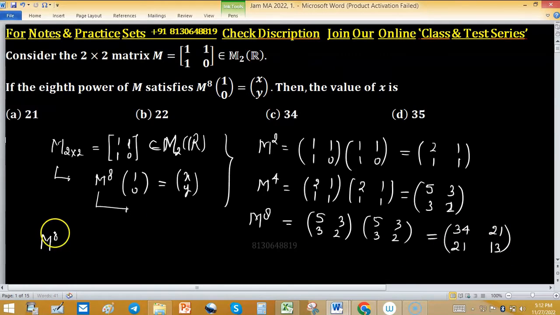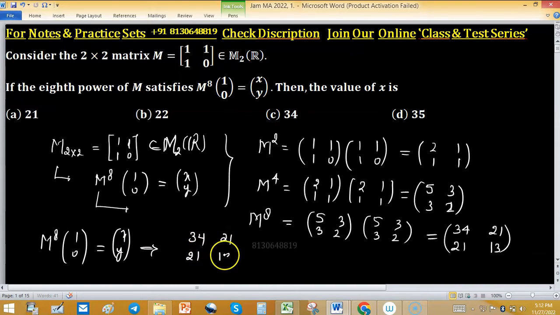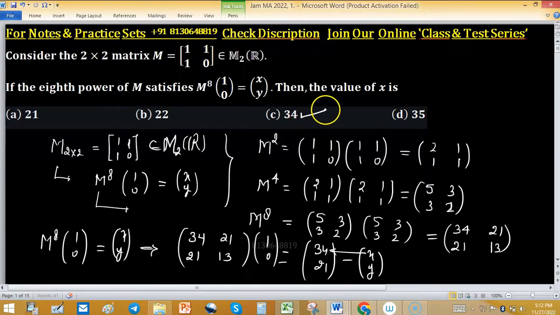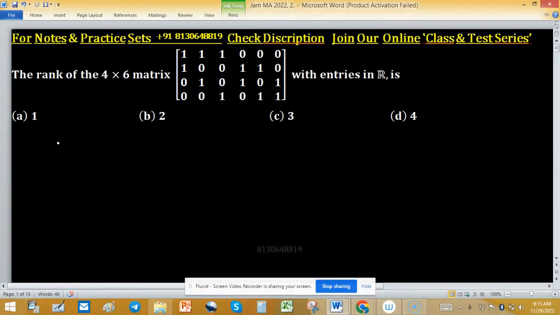As it is given, M raised to the power 8 times (1, 0) gives you (x, y). This implies that 34 21 21 13 multiplied by the column vector (1, 0) gives you 34, and this is 21, and this is the same as (x, y), so the value of x is 34. Option C is correct.